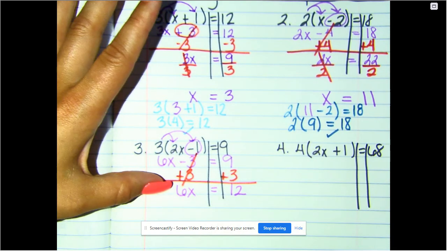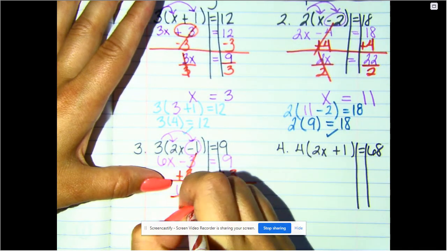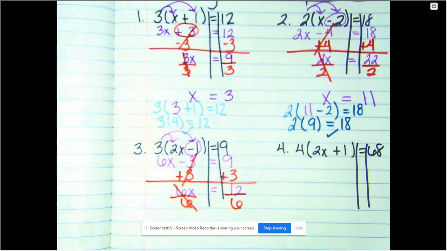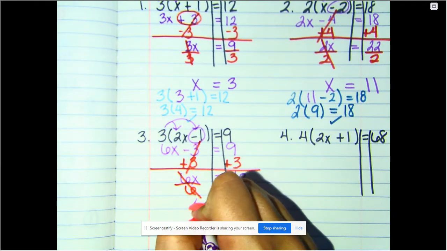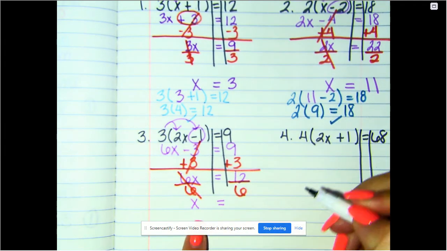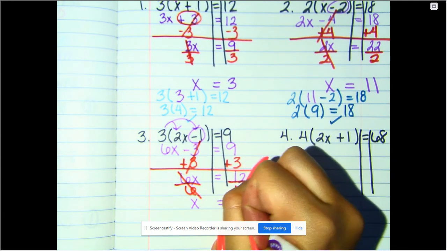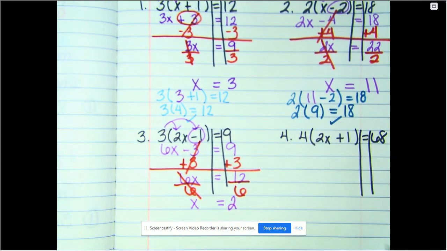Okay, this operation is multiplication, so the opposite of that is division. We're going to divide by 6 on both sides. 6 divided by 6 is 1, which gives me 1x, and then in 8th grade math 1, we don't put the 1 in front of the x, we just leave it as x. And 12 divided by 6 is 2. Don't forget, you can always go back in and check your work.